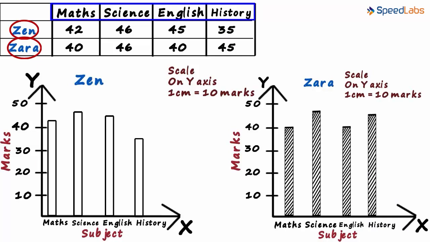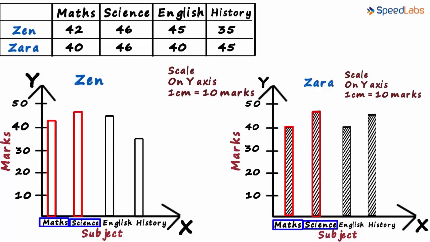So if you're asked to name the subject in which Zen has scored the least marks, you would say it's History. And the subject in which Zara has scored the maximum marks, you would say it's Science. But quite often, we need to compare 2 sets of data. In this case, we may need to compare the performance of students. So just by looking at the graphs in isolation, would you be able to tell me who's performed better in Maths? Or Science maybe? It's a bit difficult.